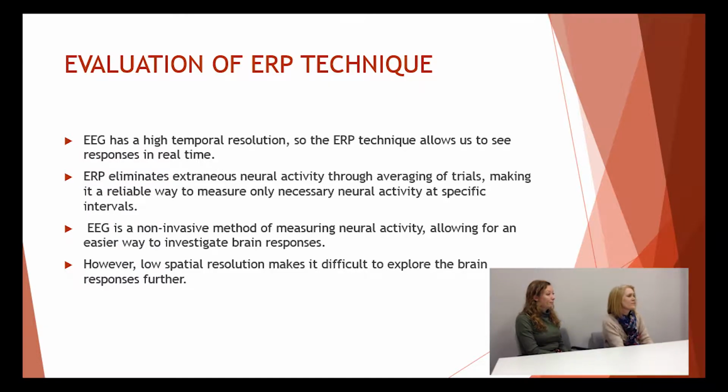Well, although there are many positive aspects of using EEG and the ERP technique, other methods of measuring brain activity, such as fMRI, can see where the processes and responses are taking place in the brain. EEG cannot do this because of the low spatial resolution it holds. However, this should not take away from the great temporal resolution that allows us to assess and identify specific brain waves that are linked to certain processes.